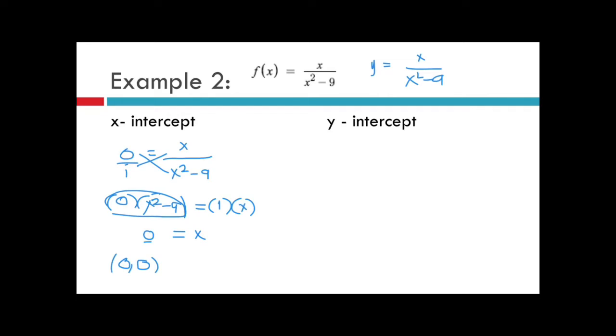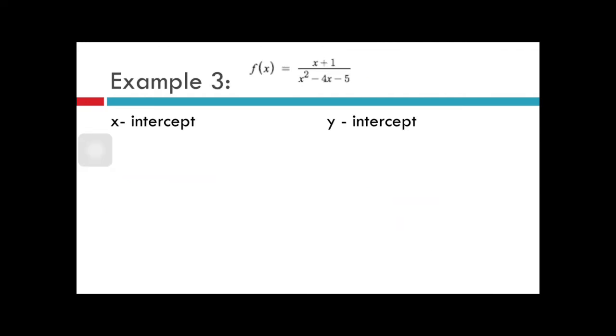On the other hand, our second part, which is to find the y-intercept of the function, we're going to set x equal to 0 this time. So we have y equals 0 over 0 squared minus 9. So we have 0, and 0 squared is 0, minus 9 is negative 9, and 0 over any number, in this case 0 over negative 9, becomes 0. So our y-intercept also happens at 0, 0.